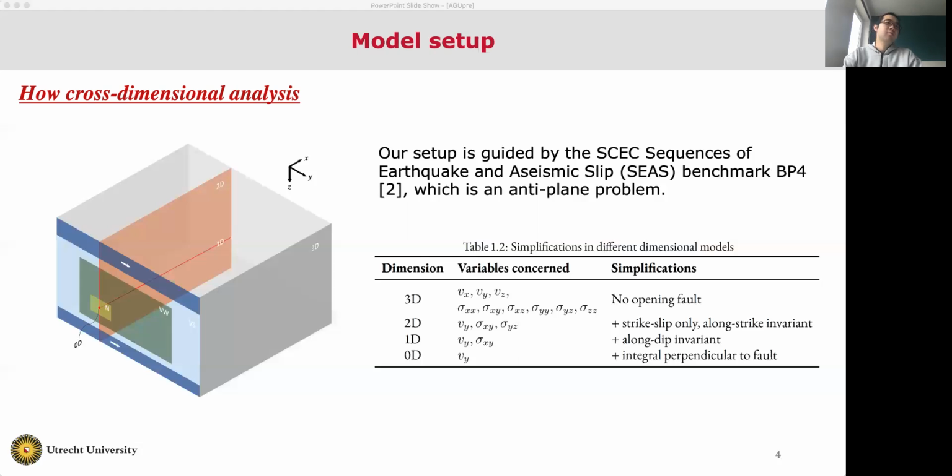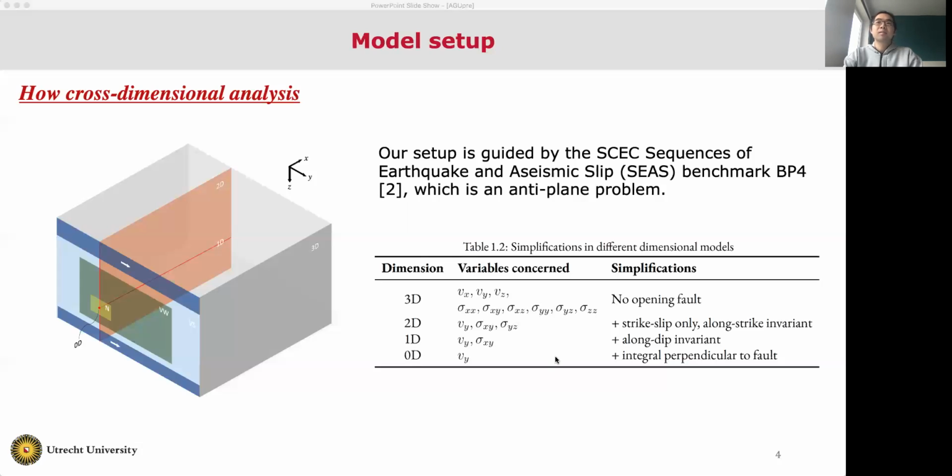And even further, if we do an integral perpendicular to the fault along this 1D model, we can simplify this to 0D. The thing to mention is that for both the 1D and 0D models, we choose to model the velocity weakening region only, because we cannot model the velocity weakening and velocity strengthening regions at the same time.